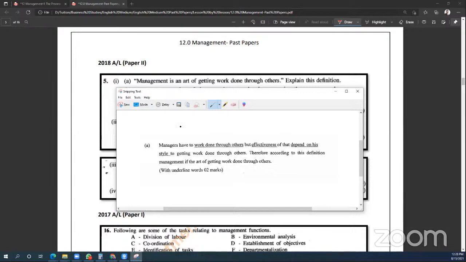So make sure the key words are mentioned in your explanation. It doesn't matter what you explain, but among those set of words, those key words should be there. That's what they consider.